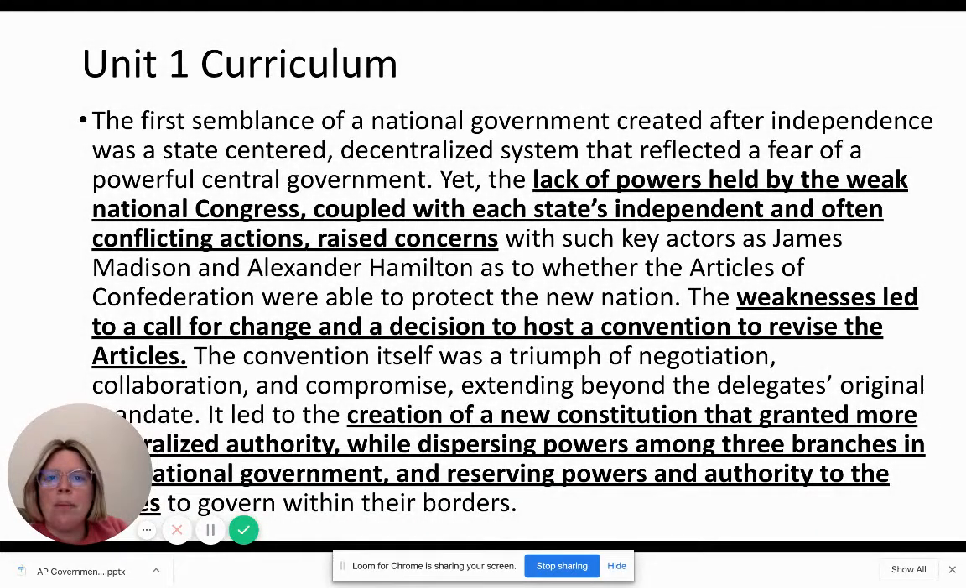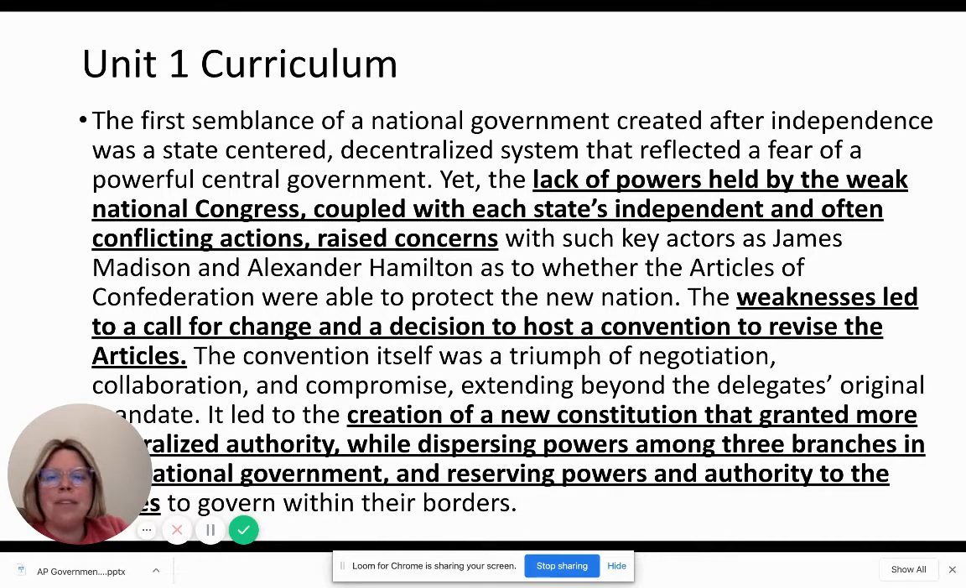The first semblance of a national government created after independence was a state-centered, decentralized system that reflected a fear of powerful central government. Yet the lack of powers held by the weak National Congress, coupled with each state's independent and often conflicting actions, raised concerns with such key actors as James Madison and Alexander Hamilton as to whether the Articles of Confederation were able to protect the new nation.